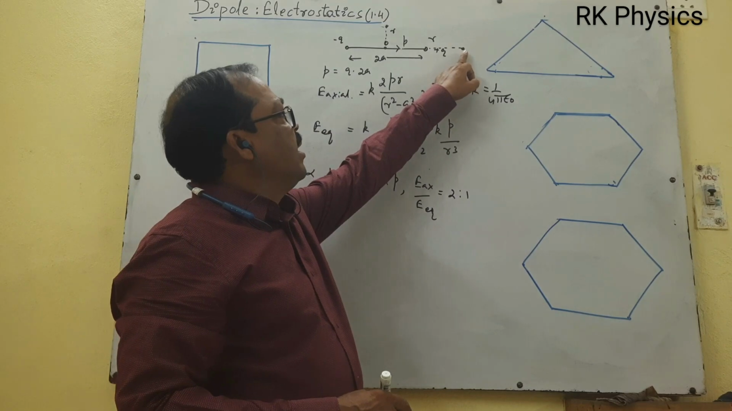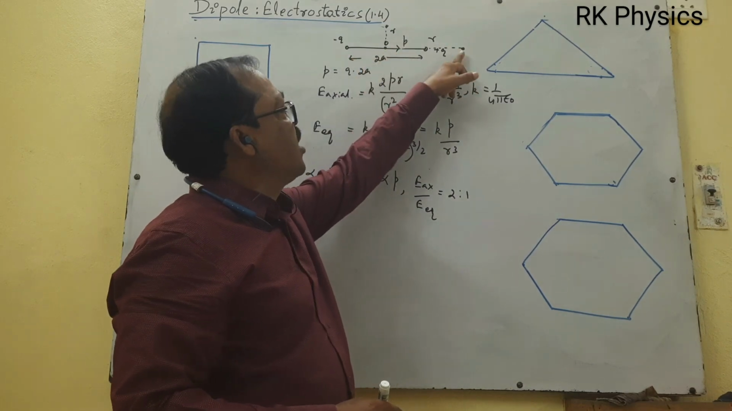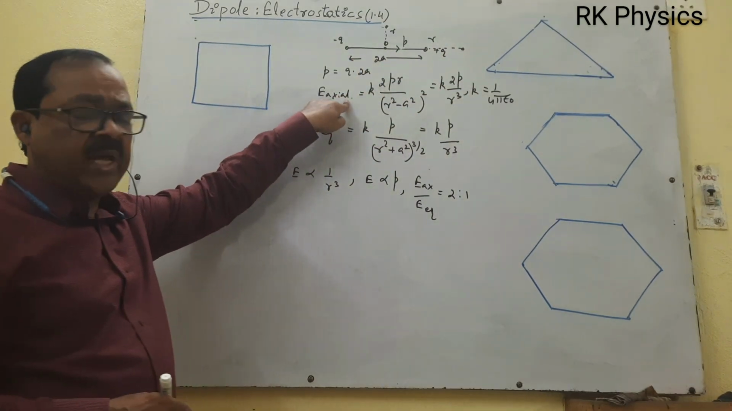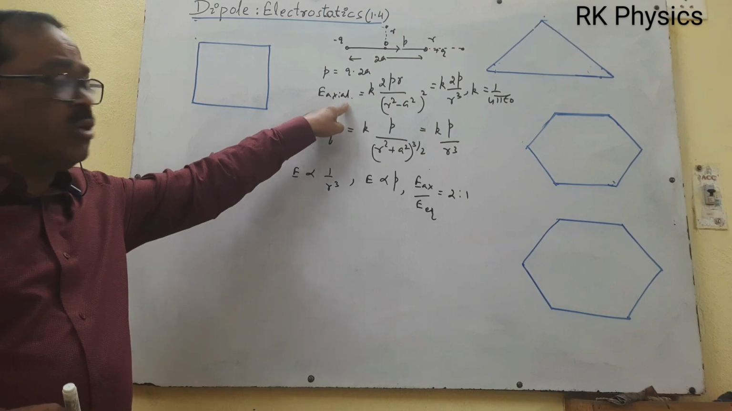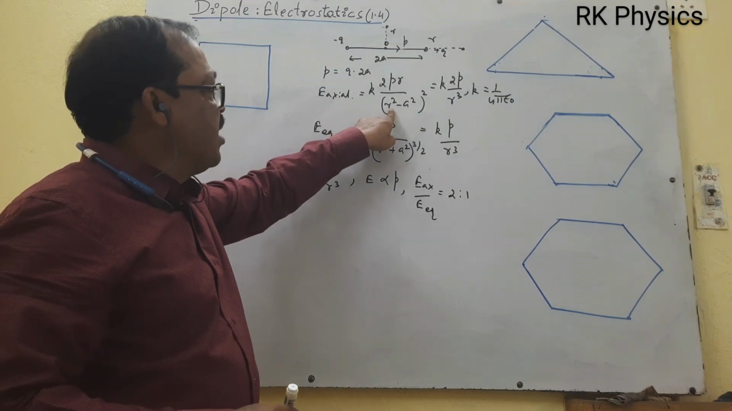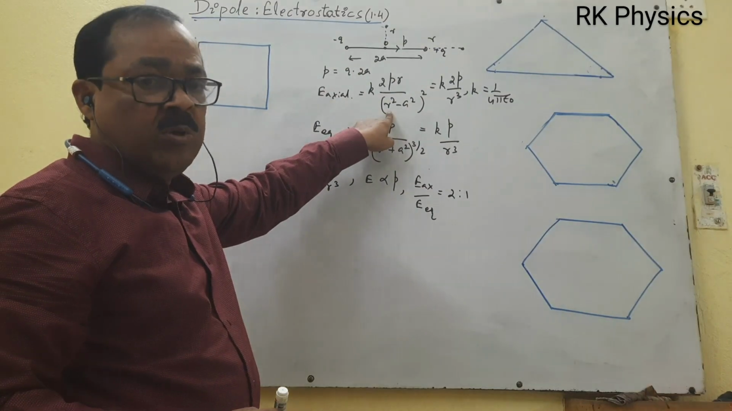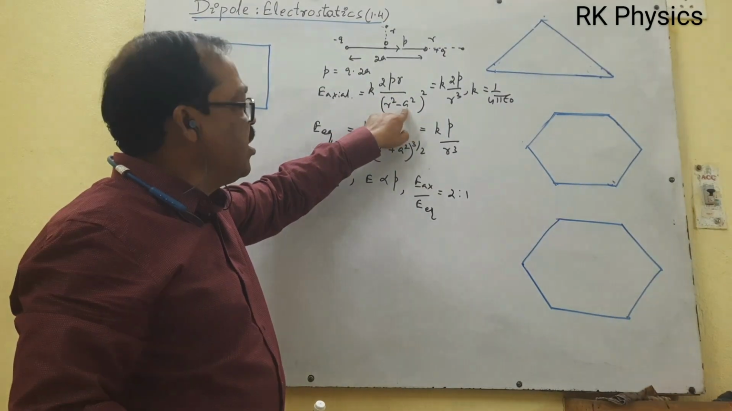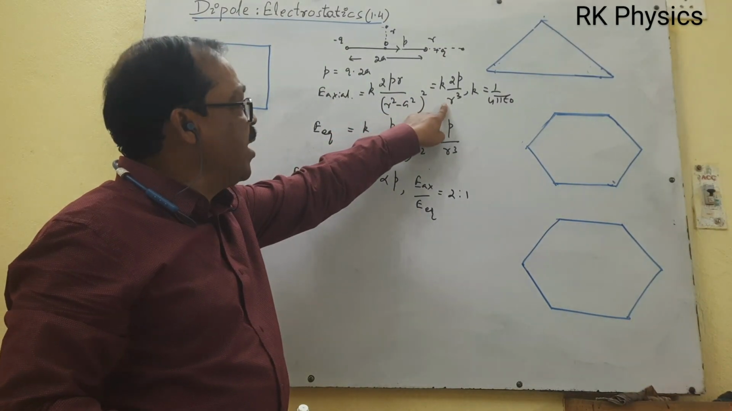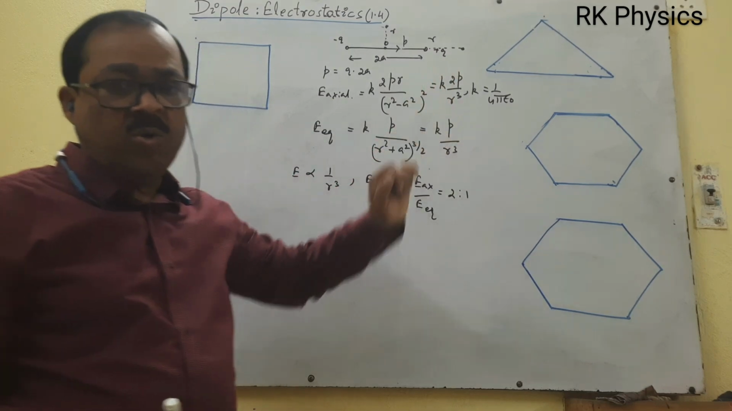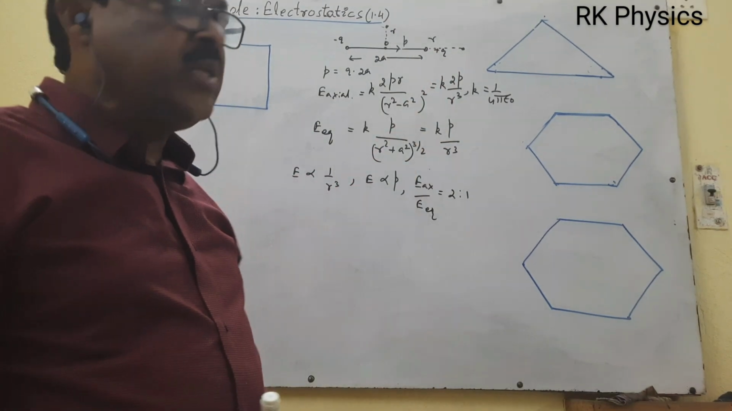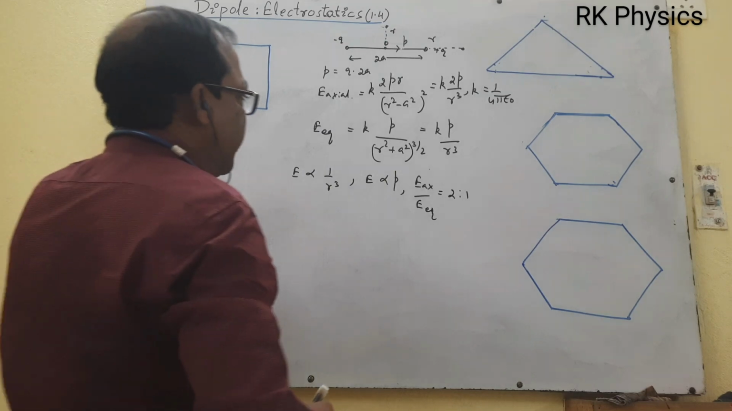If you take the electric field due to the two charges here, on the axial line or end-on position, its value is this. r is the distance of P from the dipole. Now, if a is very small, then you put K 2p by r cubed. What is K? 1 by 4 pi epsilon naught in SI, in air or vacuum.